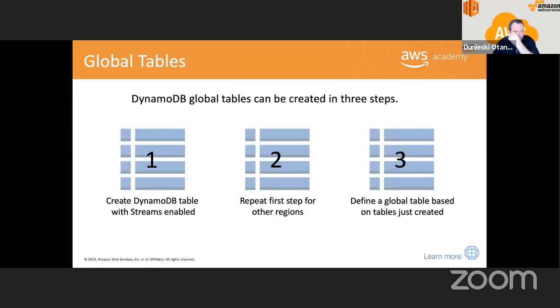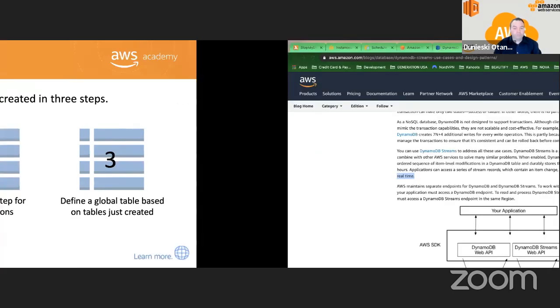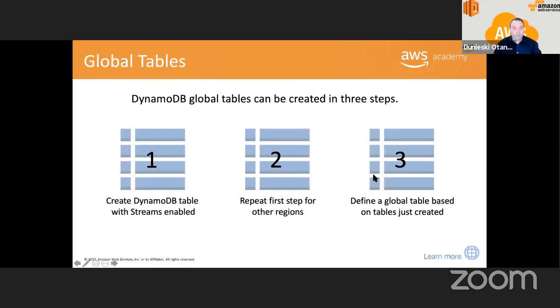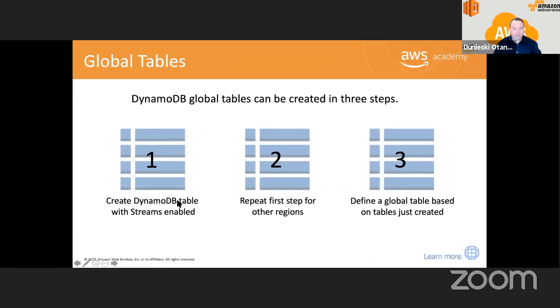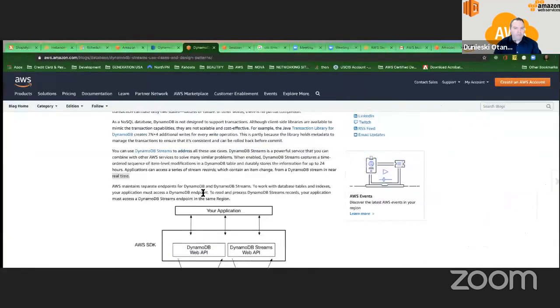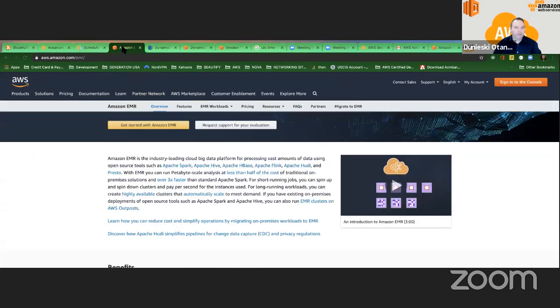So global tables can be created in 3 steps. Create a DynamoDB table with streams enabled, and repeat the first step for other regions and define a global table based on the tables just created. So first you create an ordinary DynamoDB table with DynamoDB streams enabled. Let me see if I can do that here.